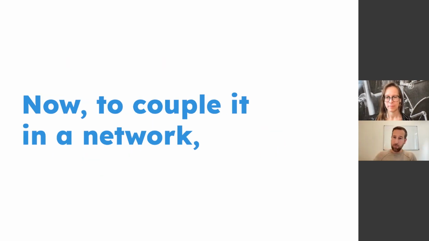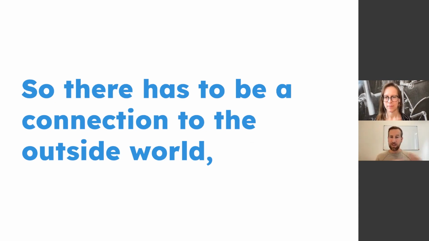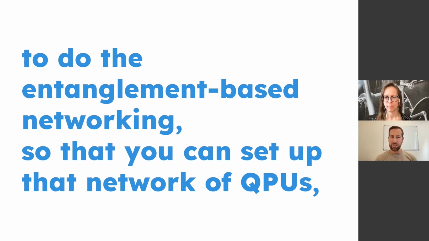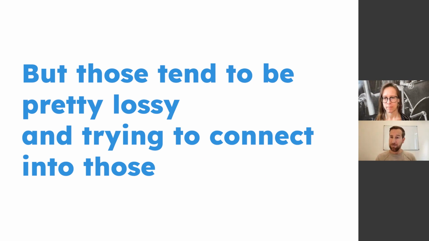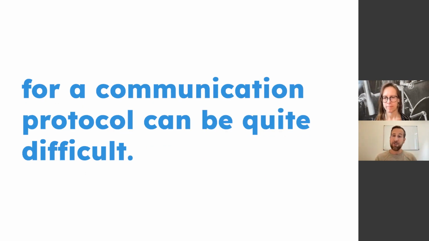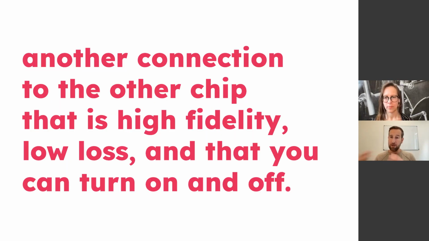Now, to couple it in a network, you want to be able to have that efficient networking, right? So there has to be a connection to the outside world to do the entanglement-based networking so that you can set up that network of your QPUs. You can use the control channels that you have for controlling the qubits, but those tend to be pretty lossy, and trying to connect into those for a communication protocol will be quite difficult. So what you need for the requirements is another connection to the other chip that is high fidelity, low loss, and that you can turn on and off.